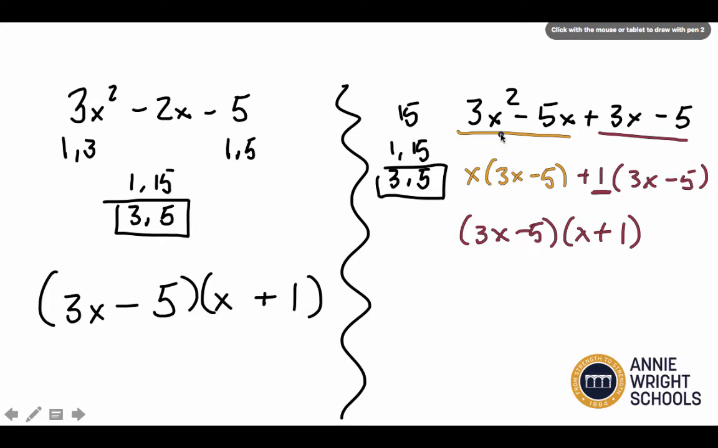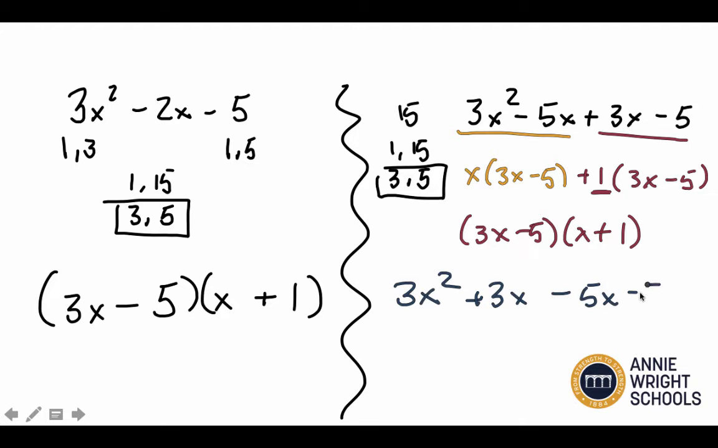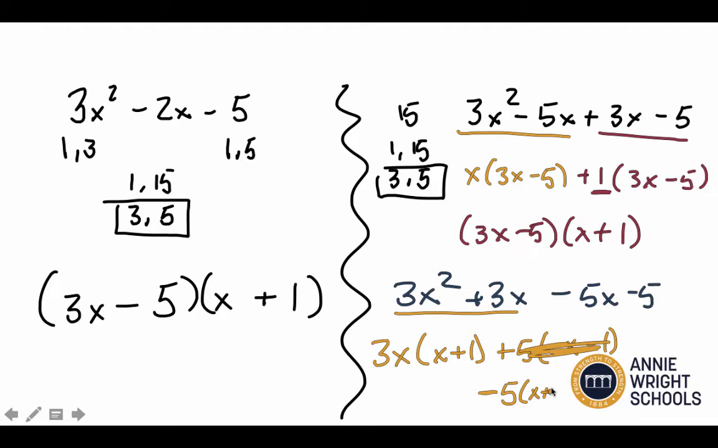If you had written this the other way and said, okay, well, it's 3x squared, I'm going to split the middle term and write it as plus 3x minus 5x minus 5. Well, now if you group these terms together, you take out a common factor of 3x and you're left with x plus 1. If you take out just a 5, you're left with negative x minus 1. So you can't take out a 5, you have to take out a minus 5, in which case you'd be left with x plus 1. Now you have the x plus 1 common factor, and you're left with 3x minus 5. Either way, you get the same answer.